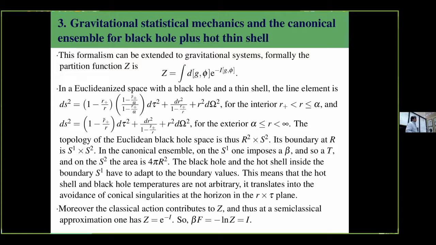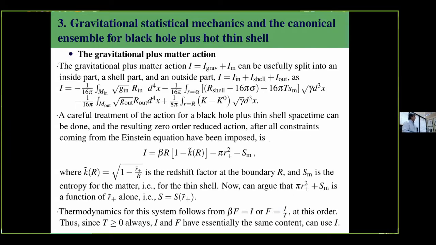Okay, so in this approximation, one gets Z is equal to e to the minus I. You don't need to do the integral because it's only one state. And so you get immediately the free energy of the system by minus 1 over beta log Z, which is in a sense I. So the free energy and the action are the same thing because beta is positive. Now we have to find the gravitational plus matter action.